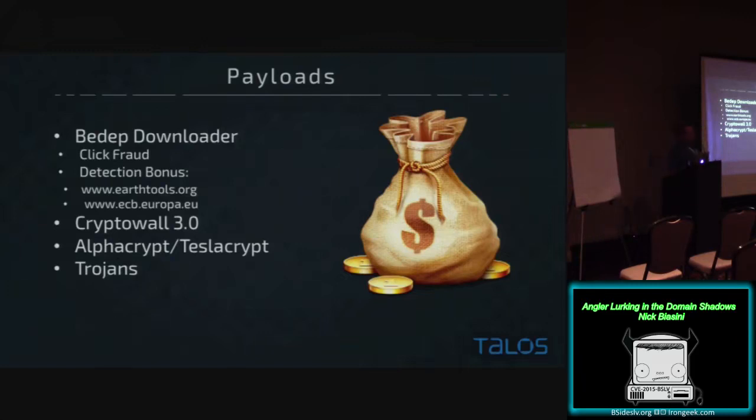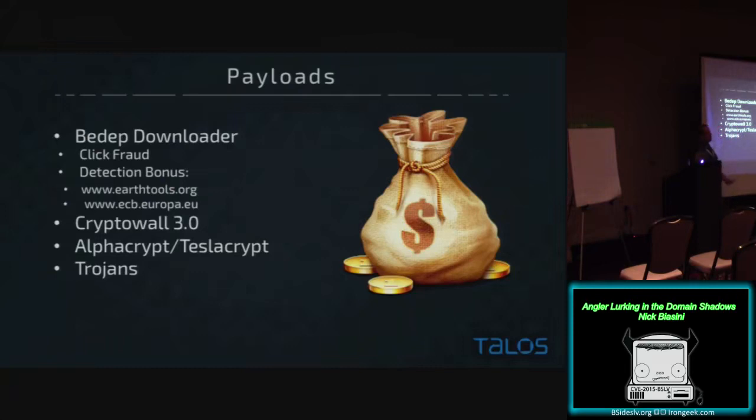Now, I threw a little detection bonus in here. Up until 2 weeks ago, if you were to see a domain lookup for www.earthtools.org, followed up with a domain lookup for www.ecb.europa.eu, that box, 99 times out of 100, had BDEP on it. It actually uses these 2 domains in its DGA. Now, interestingly enough, the user that owned www.earthtools.org a week and a half ago pulled that domain off of the internet. And for 4 days, BDEP was completely broken.